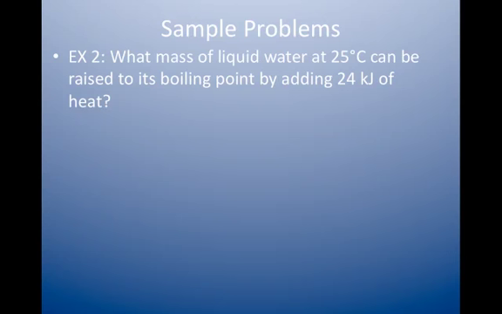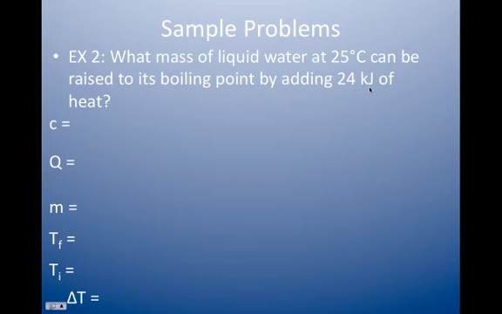Next problem here: what mass of liquid water at 25 degrees C can be raised to its boiling point by adding 24 kilojoules of heat? Okay, so in this particular problem, there's a little bit of tricking happening. First, it's asking for mass. So that's a little different than the one we did last. From 25 raised to its boiling point. So the boiling point of water in Celsius is 100. So that's a way that a number can be hidden from you, because you just need to know the boiling point of water is 100 degrees. And by adding 24 kilojoules.